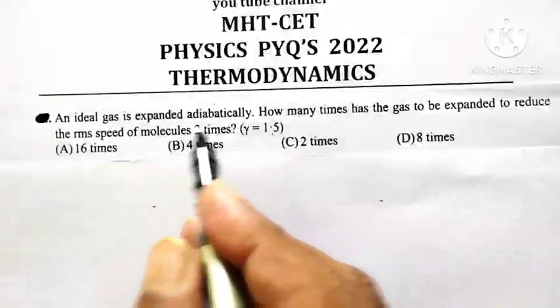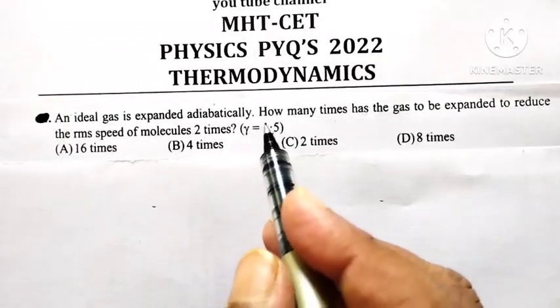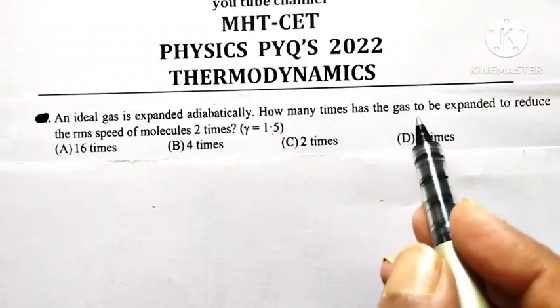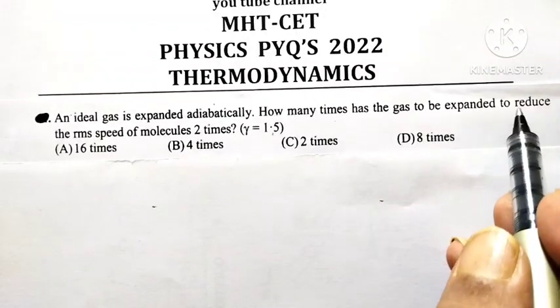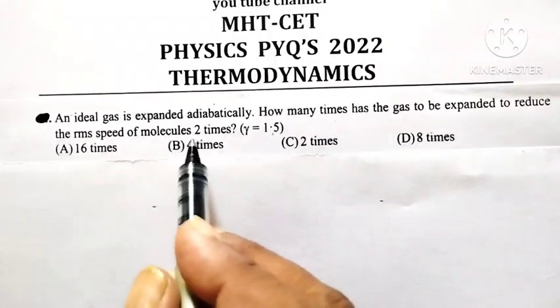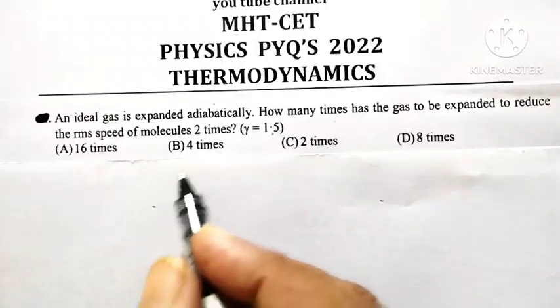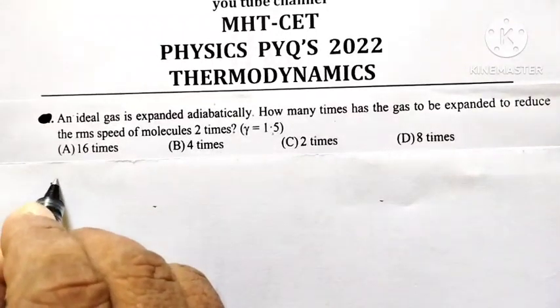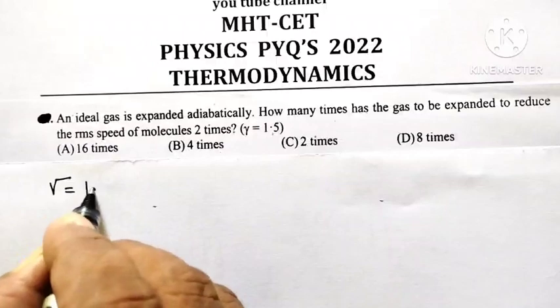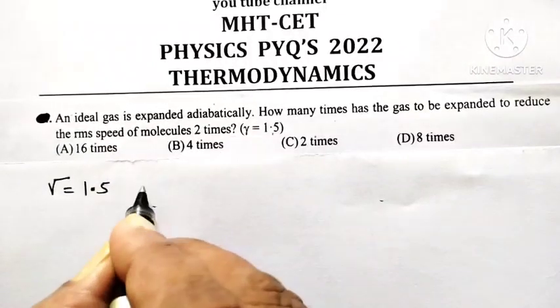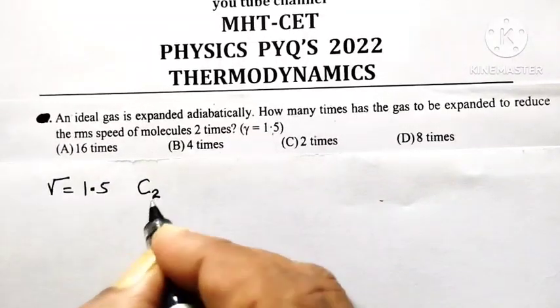An ideal gas is expanded adiabatically. How many times has the gas to be expanded to reduce the RMS speed of molecule? 2 times. Given for ideal gas gamma is equal to 1.5.